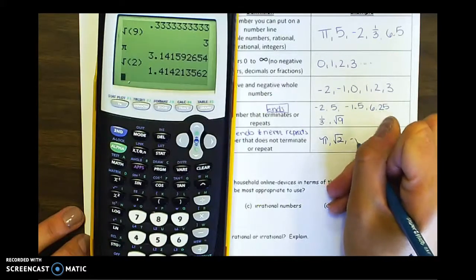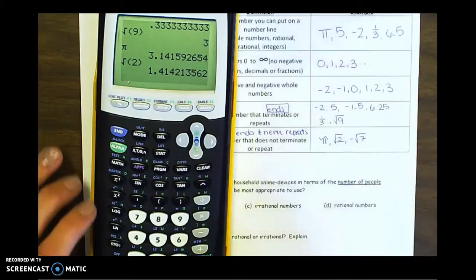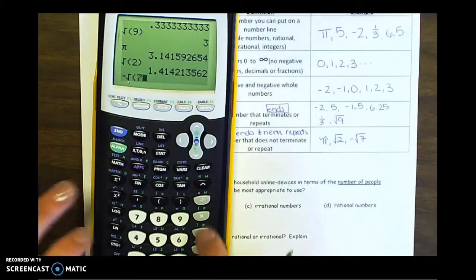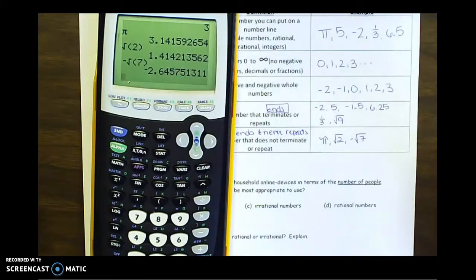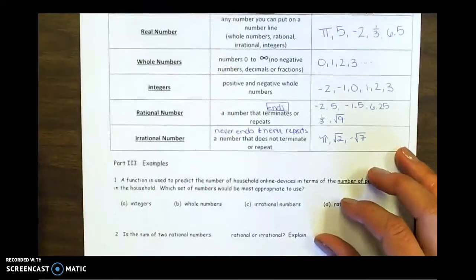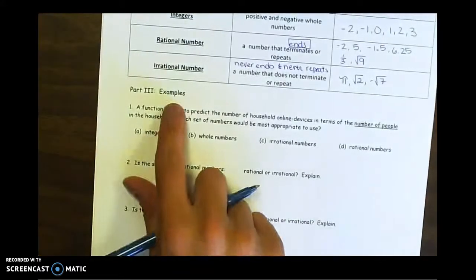I could have a negative radical 7. Now the negative has to be on the outside of the radical, so negative radical 7. Again, it goes all the way across my screen. It never ends, and it never repeats. Okay, so now that we have our number systems, we're going to go ahead and use them. So here are our examples.